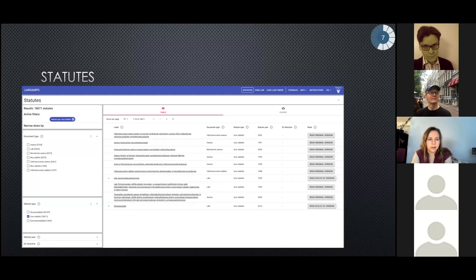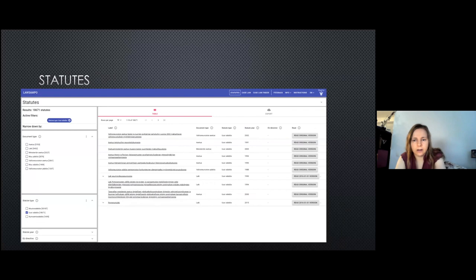So if we look at the statute search, we will have a faceted search application similar to the ones that have been shown before in this session, where you can search for statutes based on document type, statute year, and EU directive currently. And in the center, you will get a list of statutes where you can see their name, their type, year, and if they're related to some EU directive. And you can also read the original versions or different versions of the directives or the statutes from here.